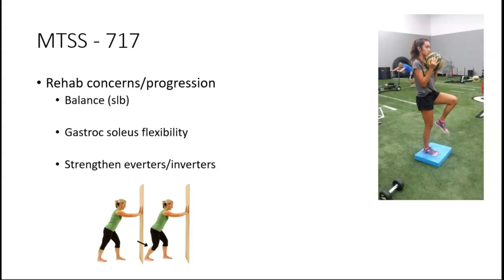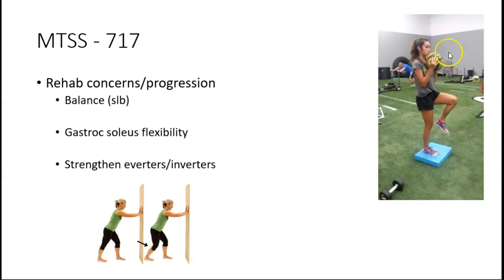And then from a rehab standpoint, a lot of the stuff that your book has was in that presentation. It's in the handout. There was a lot of reference to flexibility of the gastrocsoleus, single leg balance, and strengthening the inverters and everters. We do a lot of these functional things here. This is obviously a little bit down the line, the single leg balance. We start probably on a stable surface.